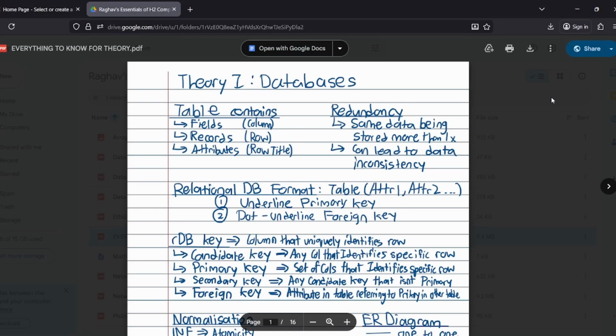Hello everyone. Today we will be embarking on a journey. I will be taking you through every single thing to know about computing theory for A-levels.